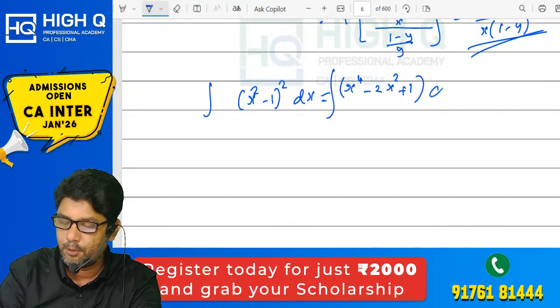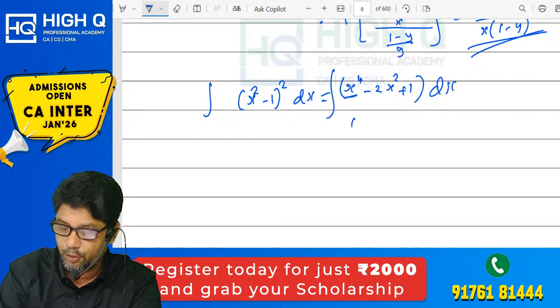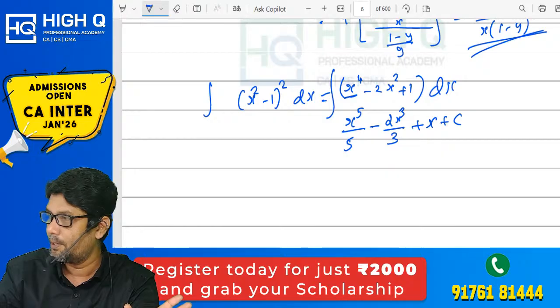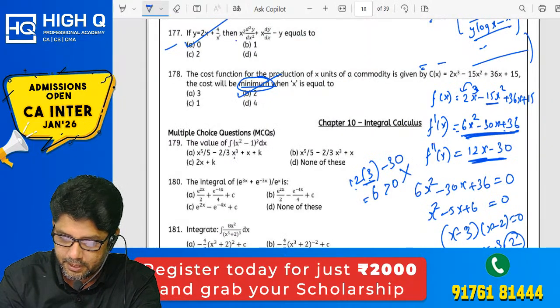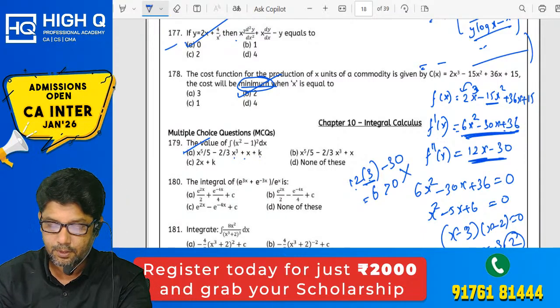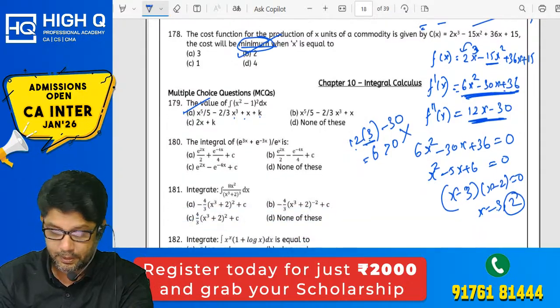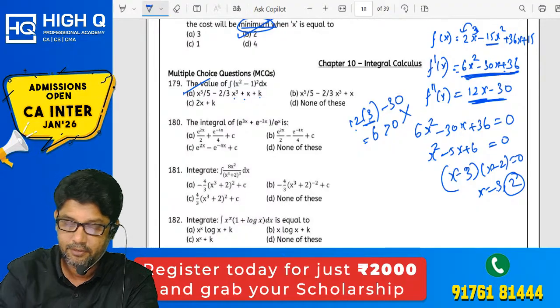You don't worry about this integration and all. Just leave it. What is the integral of x power 4? X power 5 by 5 minus 2x cube by 3 plus x plus c. It's a basic integral formula. Answer over. X power 5 by 5 minus 2 by 3 x cube plus x plus c. The answer is what? Option A. Okay. Next one. E power 3x plus e power minus 3x divided by e power x.